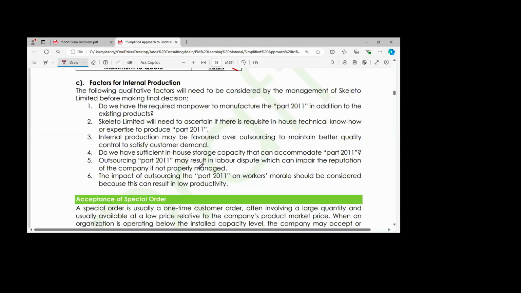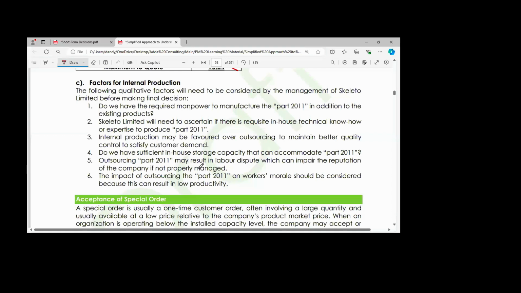1. Do we have the required manpower to manufacture per 2011 in addition to existing products? Remember, I told you, when you are stating your assumptions, when you are stating your qualitative factors, you need to link it with the question. Don't make it too generic. If you memorize and you are just dropping it without linking it with the question, it will look as if everybody is doing the same thing. You have to make it unique. So each qualitative factor should be linked to the question under consideration.